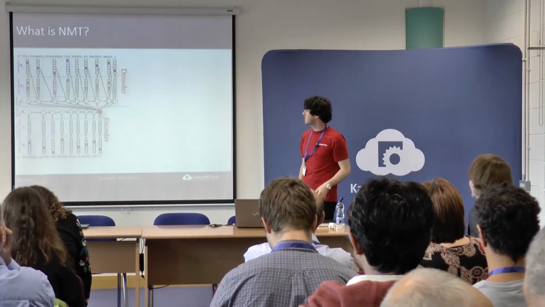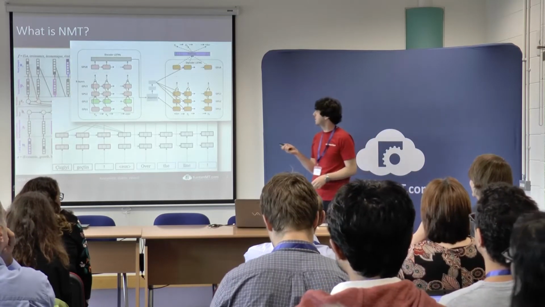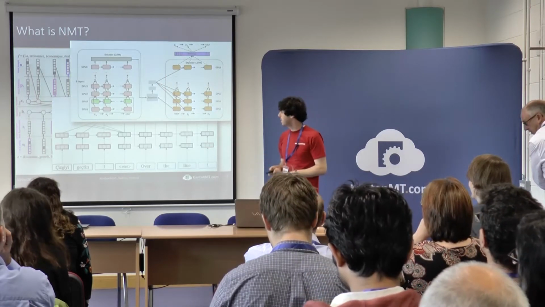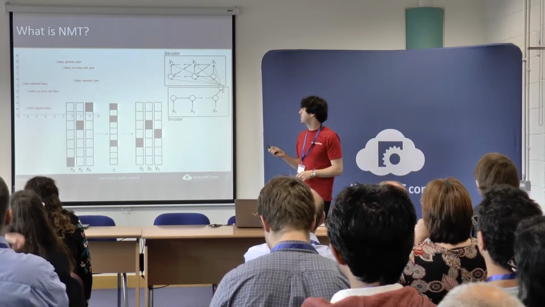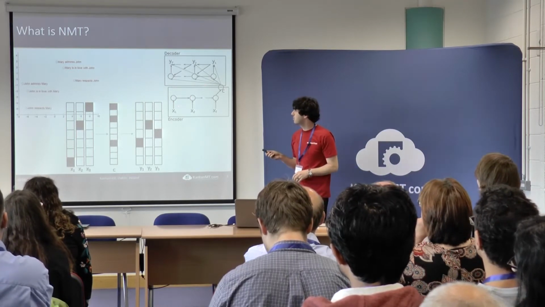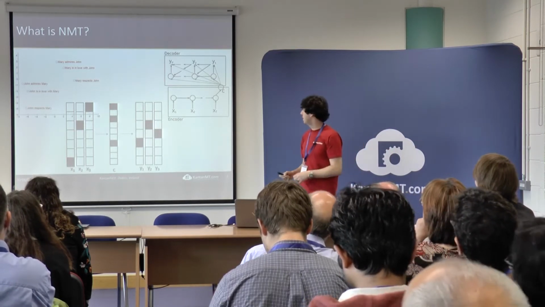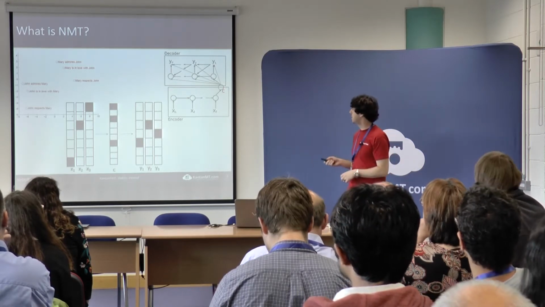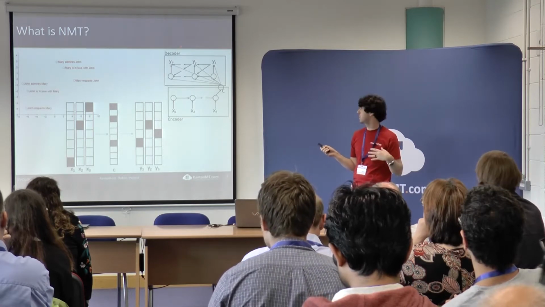So what is NMT? NMT is this. That's actually the Google Neural Machine Translation graph. But I'm not going to talk about this. I'm going to talk about a rather simpler representation. So you have an encoder neural network which takes your sequence of tokens and encodes them into this vector here, vector C, and then another neural network which is called the decoder. It takes this vector C.